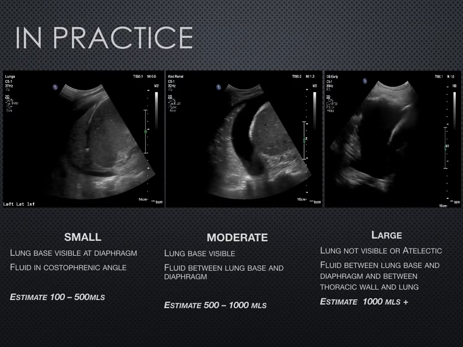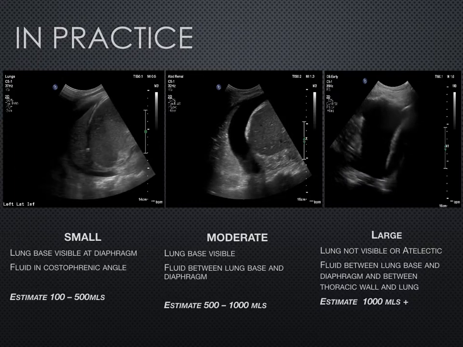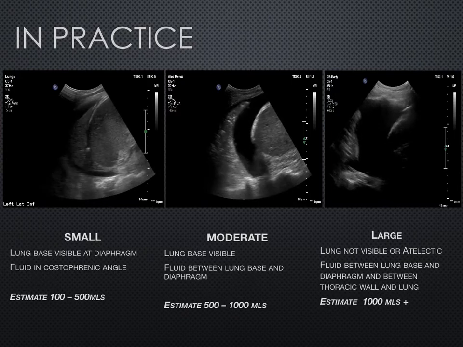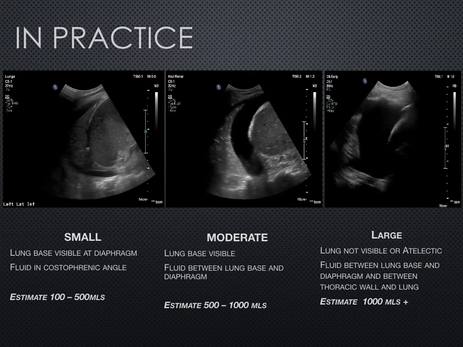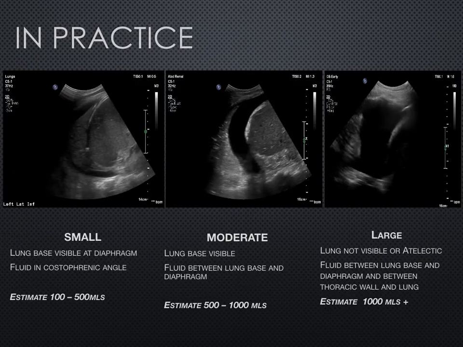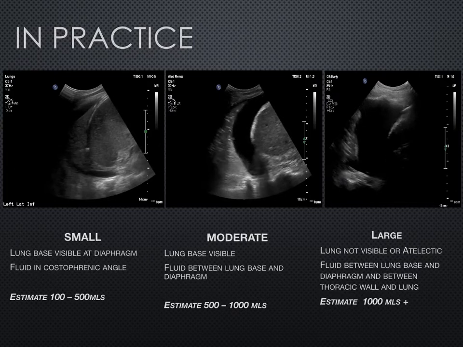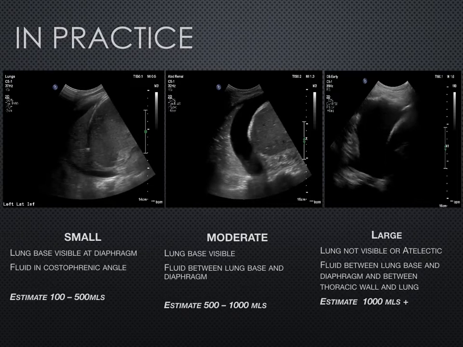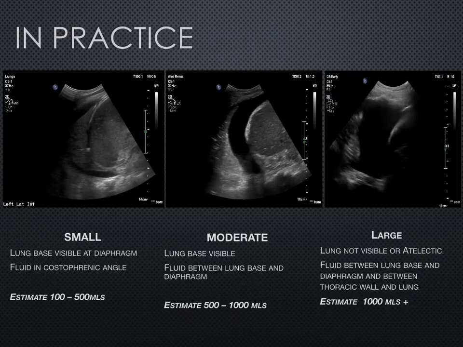If we look at a moderate size effusion, this is where you're seeing a fluid level that's not only making up the costophrenic angle, but most of the base of the dependent lung region, so that space between the diaphragm and the inferior aspect of the lung. And if it's completely cutting off your curtain sign, then you would estimate somewhere between 500 and 1,000 mils, or 1 liter.